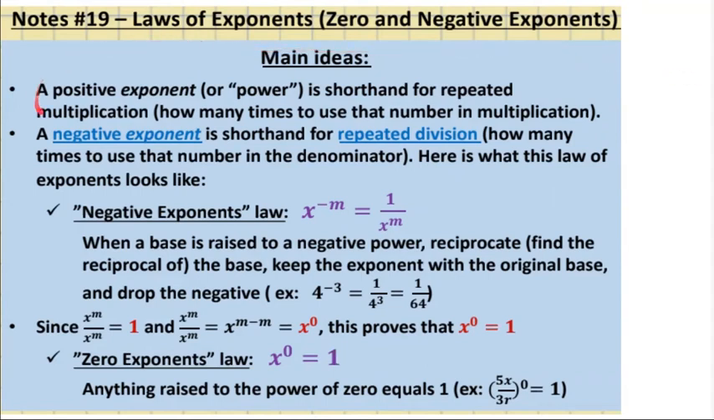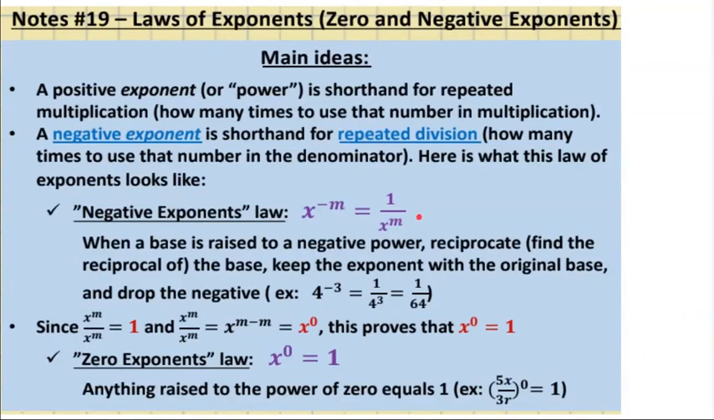Remember that positive exponents represent how many times to multiply the base by itself. In a similar way, you can think of negative exponents as how many times to divide by the base. Essentially, some base x raised to the negative m power is equivalent to 1 over x to the m power. If it helps, you can also imagine that the negative sign in the exponent is becoming the fraction bar.